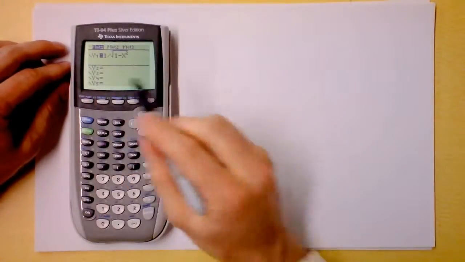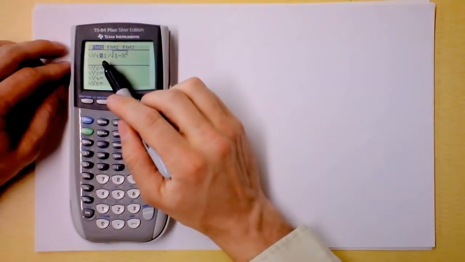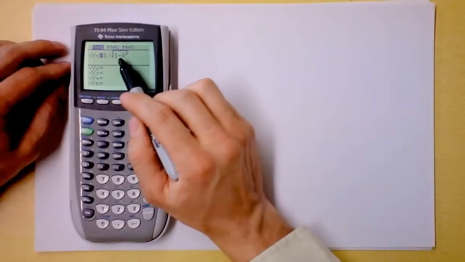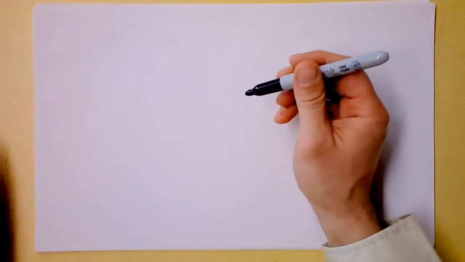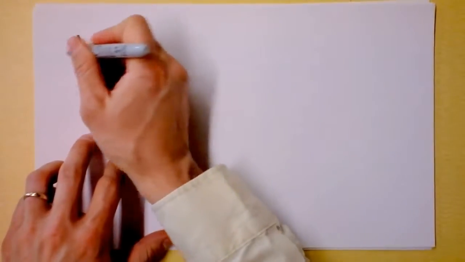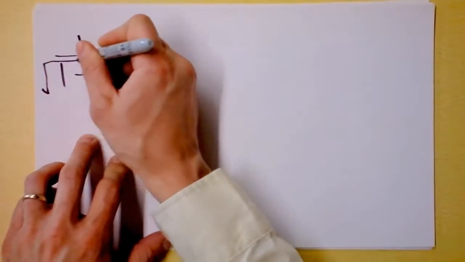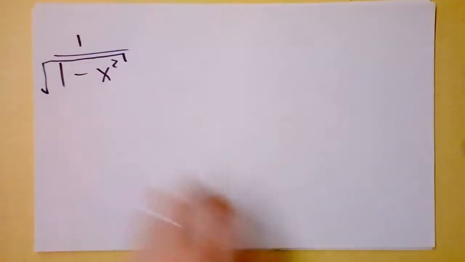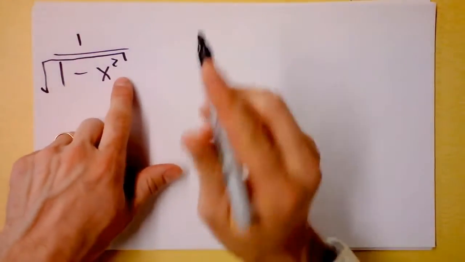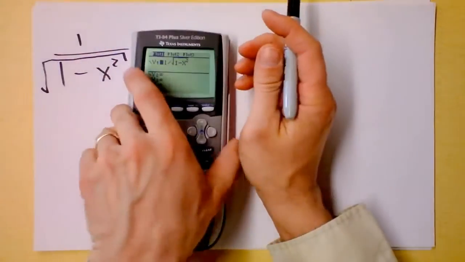I want the function to be y equals 1 over the square root of 1 minus x squared. This function right here, 1 over the square root of 1 minus x squared, with the denominator in a square root. Heck, you could put the square root over the numerator also, I don't care. This function has a really beautiful graph, and I'll show you what it looks like.